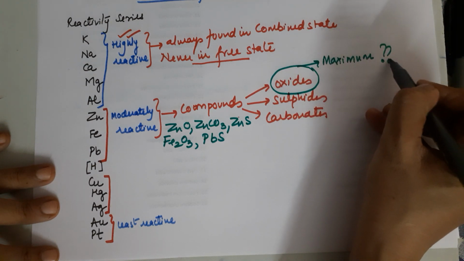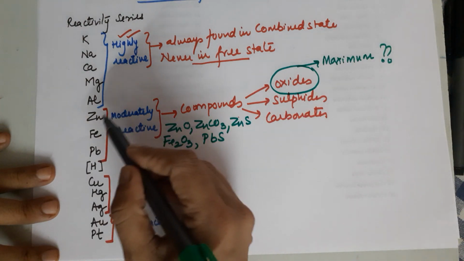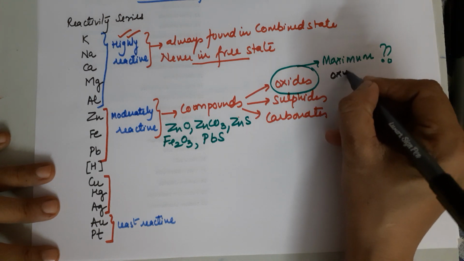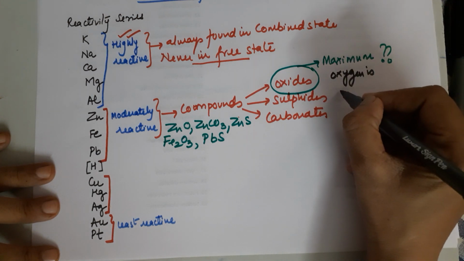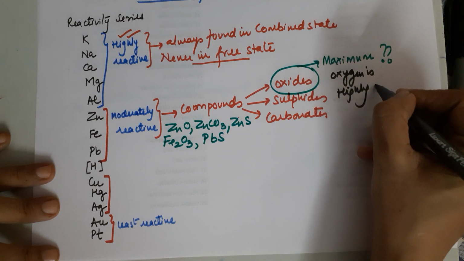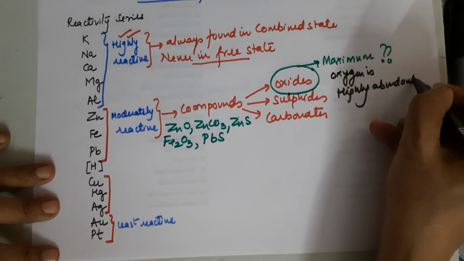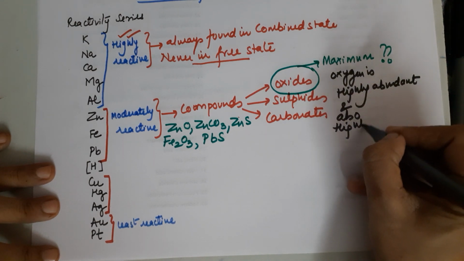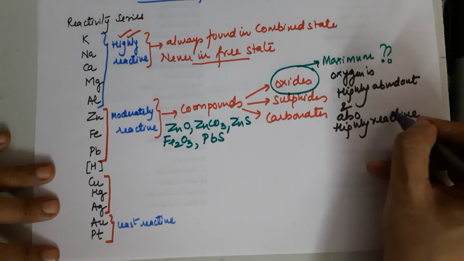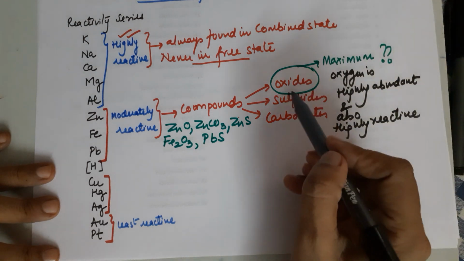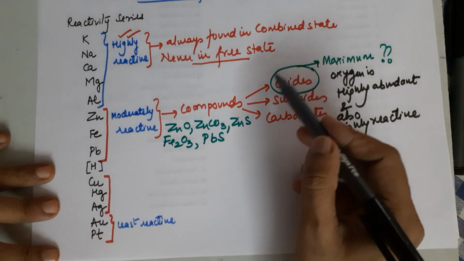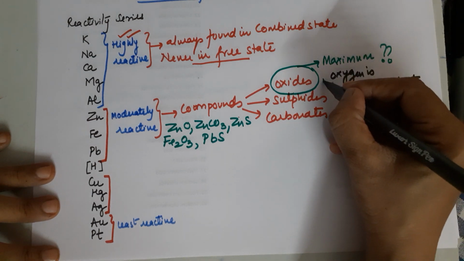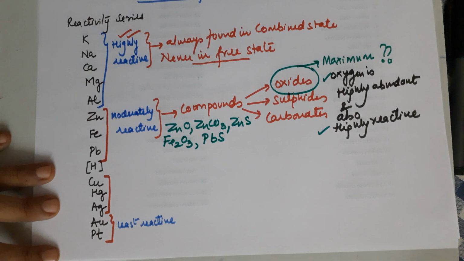The question is why? Why are the metals generally found as oxides? And the reason for it is that oxygen is highly abundant, so it is freely available to react, and also highly reactive. So if you are asked why are generally the metals extracted from the oxides, or why are metals found as oxides in the minerals, the answer is you have 2 points. One is the abundance of oxygen, and second is its high reactivity.